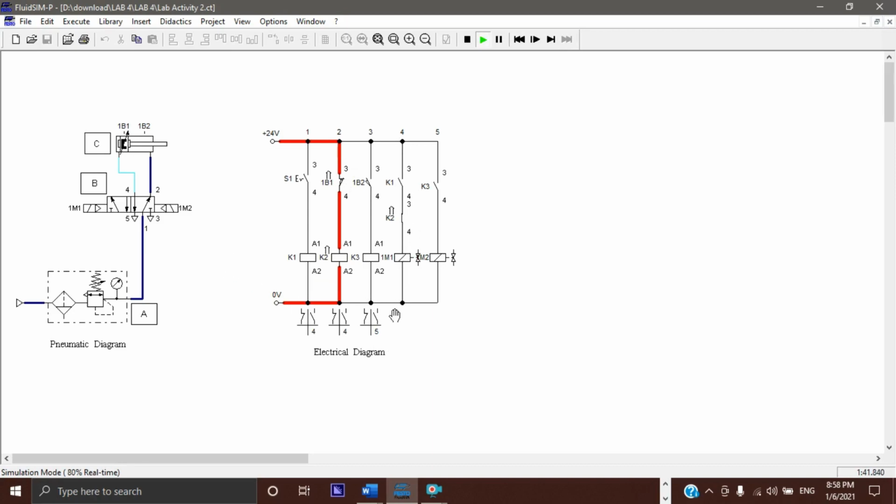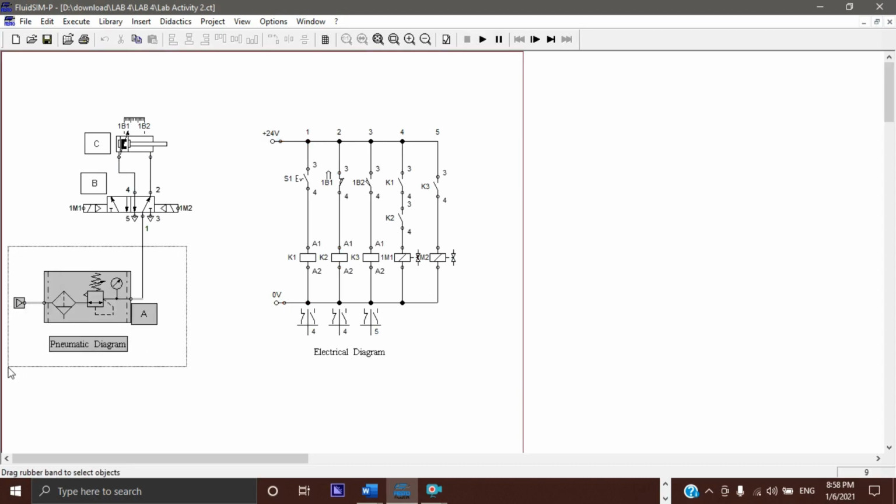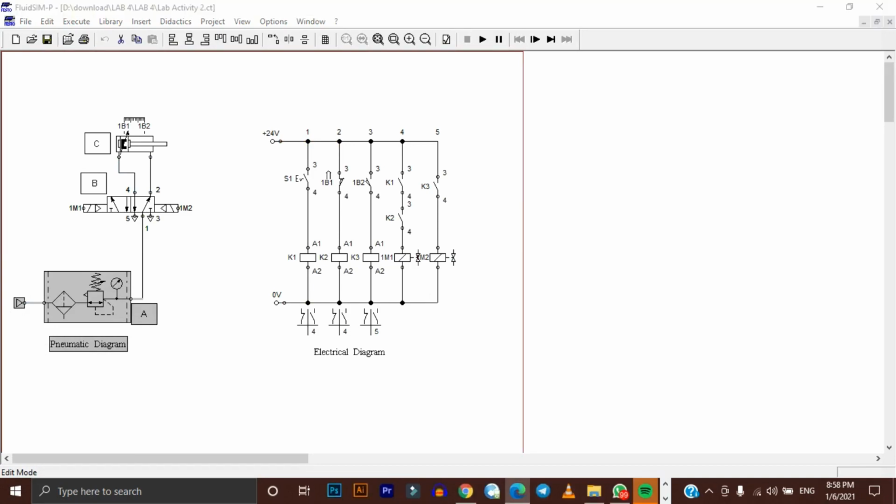Okay, for the question, discuss the importance of component A. This is component A for industrial application. The importance of component A is to make sure the wind is clear in this pneumatic system, and it also lessens the usage of power because it uses high pressure. And the last one is to increase the rate of this component.